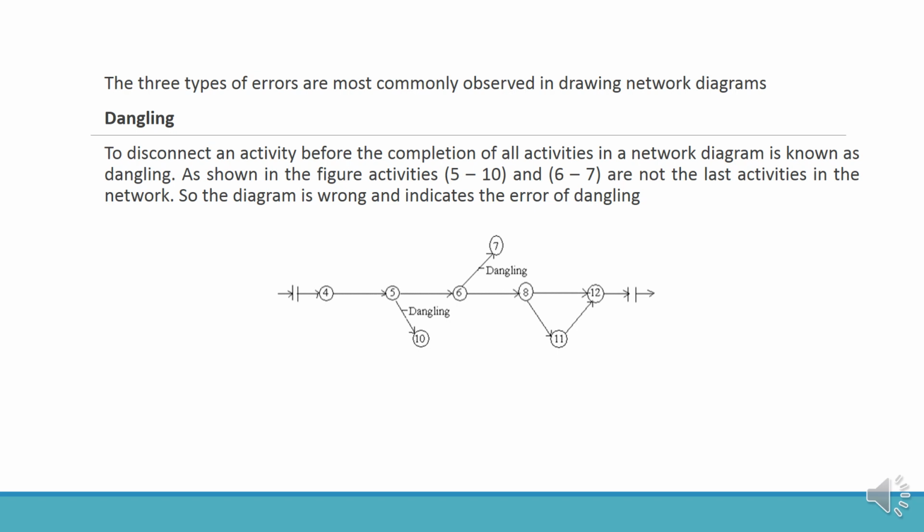One is dangling. The disconnection of an activity before the completion of all activities in a network diagram is known as dangling. This figure shows 5 and 10 and 6 and 7. 5 and 10 and 6 and 7 are not the last activity in the network. So the diagram is wrong and indicates the error of dangling.